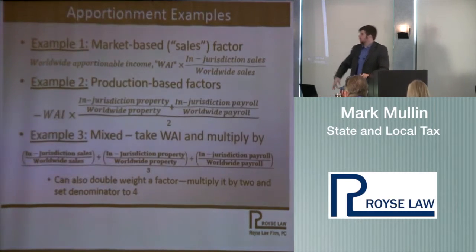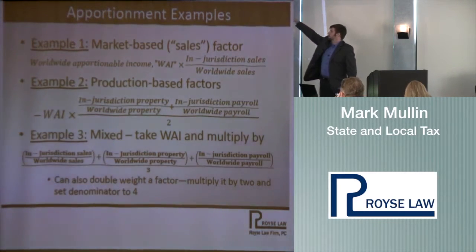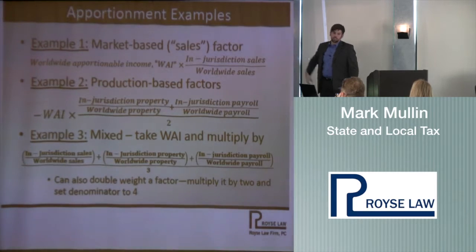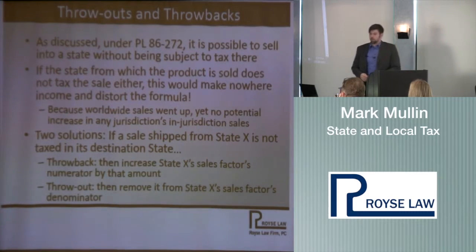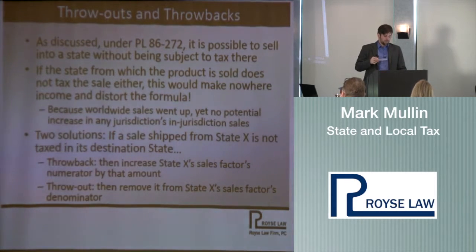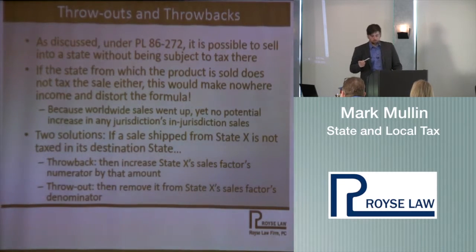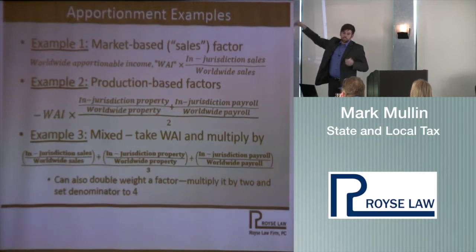Because what happens, we're just going to look at a market-based formula up top, so just ignore the bottom 2. What's going to happen is the worldwide sales figure will go up for all jurisdictions, but no jurisdiction is going to have a corresponding increase in the in-jurisdiction sales. So that's distortive and states feel that is unfair. So there are 2 solutions that states have come up with for that. One is that if a sale is shipped from state X and it's not taxed in the destination state, then state X, under a throwback rule, will increase the sales factor's numerator by the amount of the sale that was not counted. In other words, it's just going to increase the top of that sales factor to make sure someone is taxing that income.